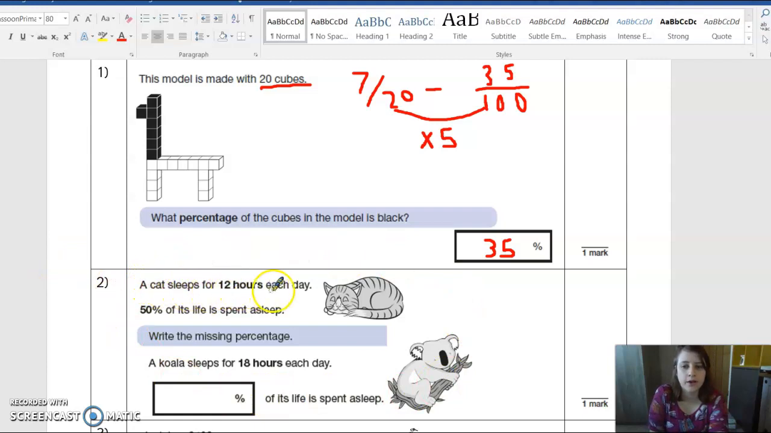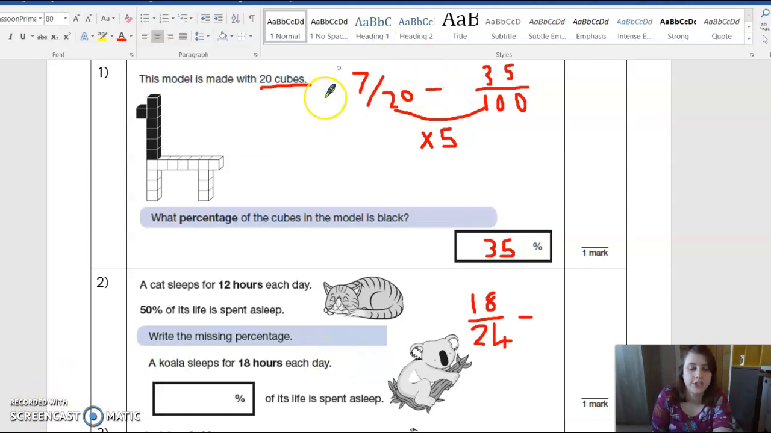So a koala sleeps for 18 hours each day. What percentage of its life is spent asleep? How many hours are there in a day? We need to use that for this one. So it sleeps for 18 out of 24 hours in the day. So we need to somehow work out what this is as a percentage.